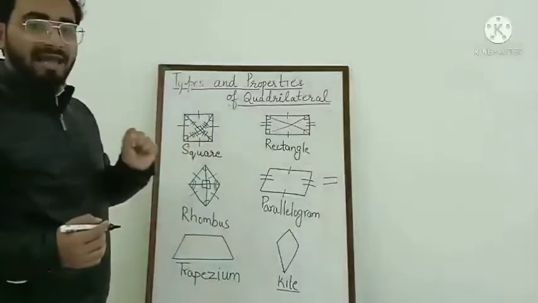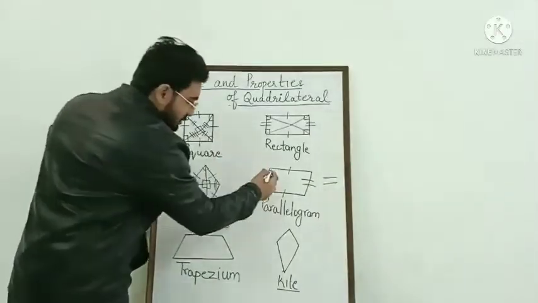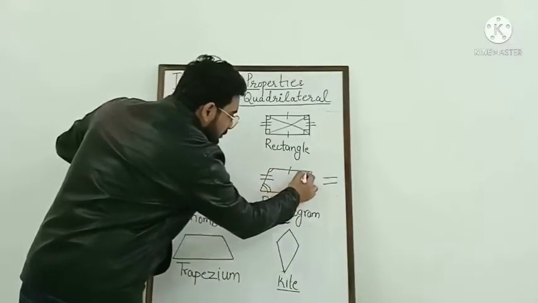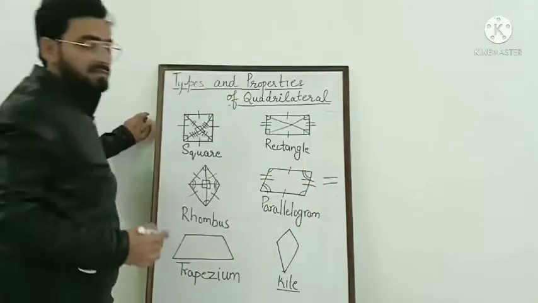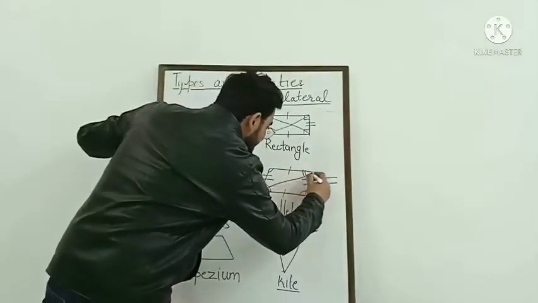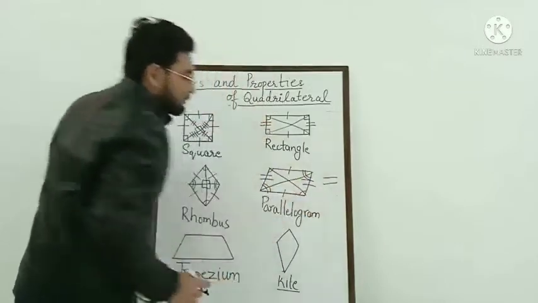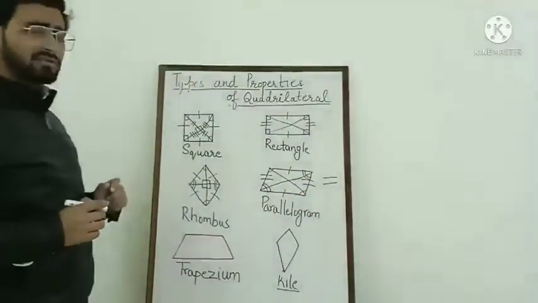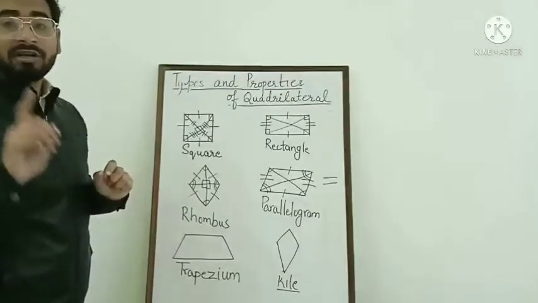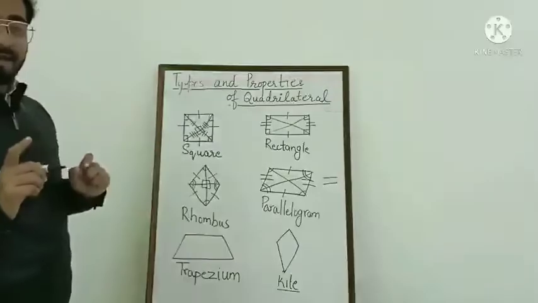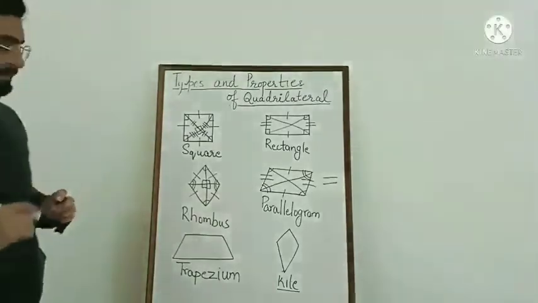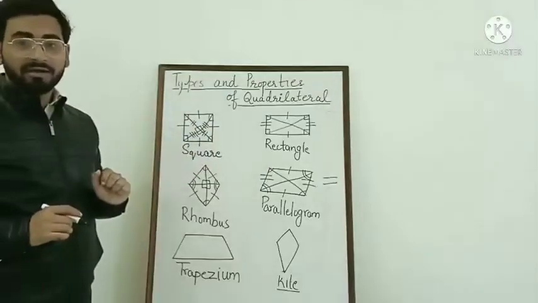And if we talk about the angles, only opposite angles are equal. That means this angle is equal to this angle. Now if we talk about the diagonals of a parallelogram, these are the diagonals. Here also diagonals bisect each other but not perpendicularly. So that is all about the parallelogram.